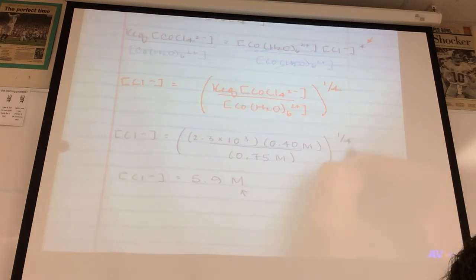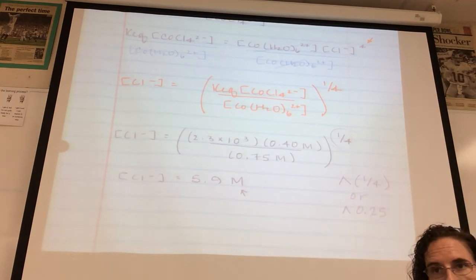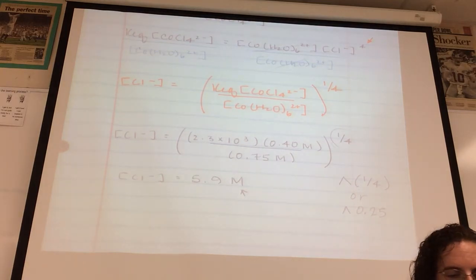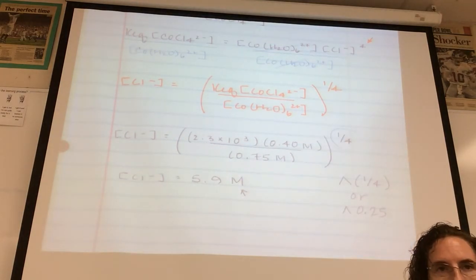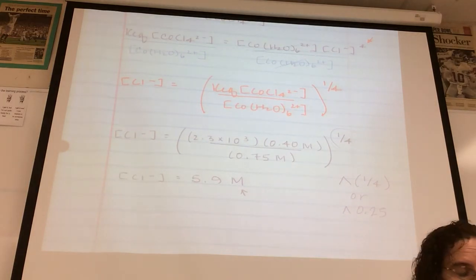And again, in the calculator here, you do arrow up, parenthesis 1 divided by 4, or arrow up 0.25. Some of your calculators are a little bit different. Make sure you know how to take something to a fractional power. I can help you with that. So you write your KEQ expression. You solve for the concentration moving variables. You plug in your quantities. Don't forget to take it to the correct power. It takes practice. I think you have all the tools now you need to be successful here.